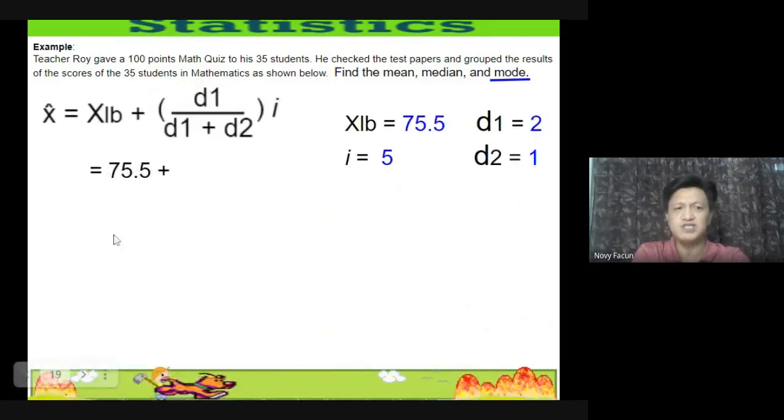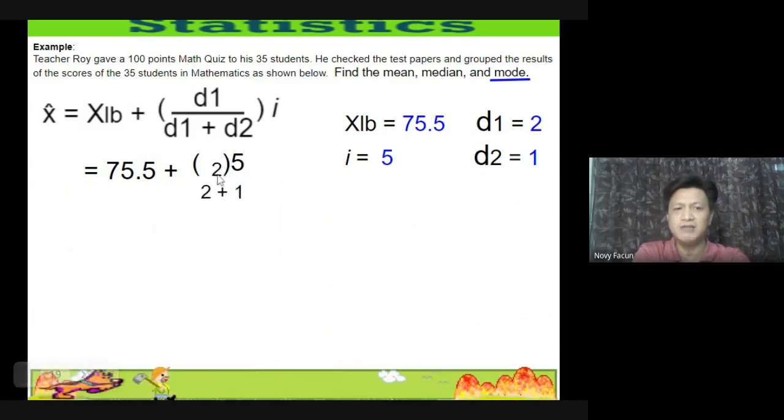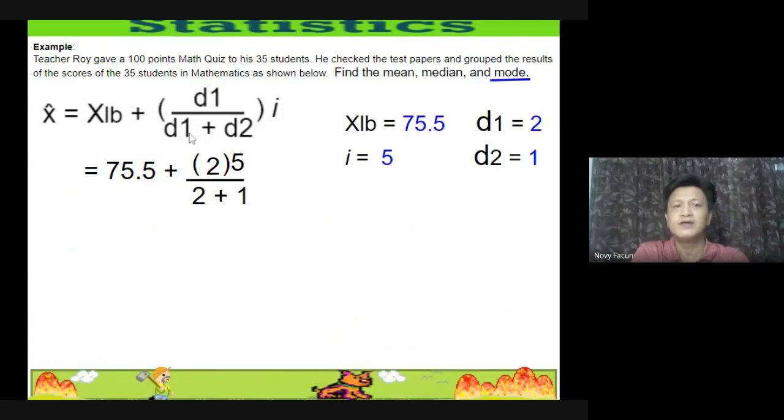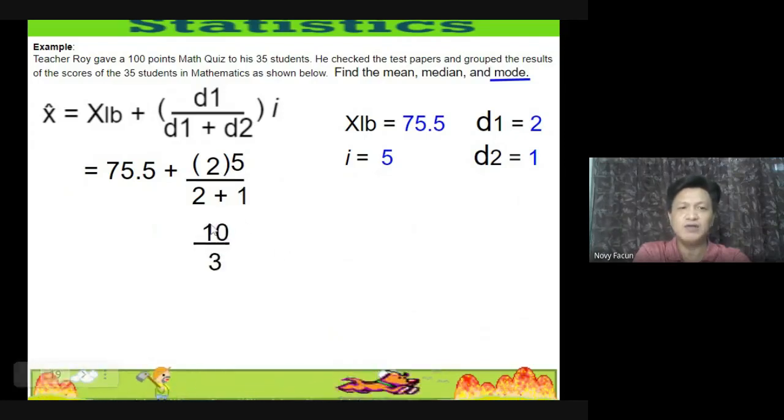So therefore, substitute natin yung XLB, that is the lower boundary of the modal class, 75.5, plus d sub 1 natin, di ba ang d sub 1 natin is 2. Ito yan. Okay, and then, over d sub 1, yung d sub 1 natin, ito pa rin, that is 2, plus d sub 2, that is 1, ito yan. And the first step that you're going to do is multiply muna natin yung 2 times 5. Di ba? Remember, PEMDAS, multiply first. So, meaning to say, that is equal to 10 over 3. Inadd ko yung 2 plus 1 kaya 3 yan.